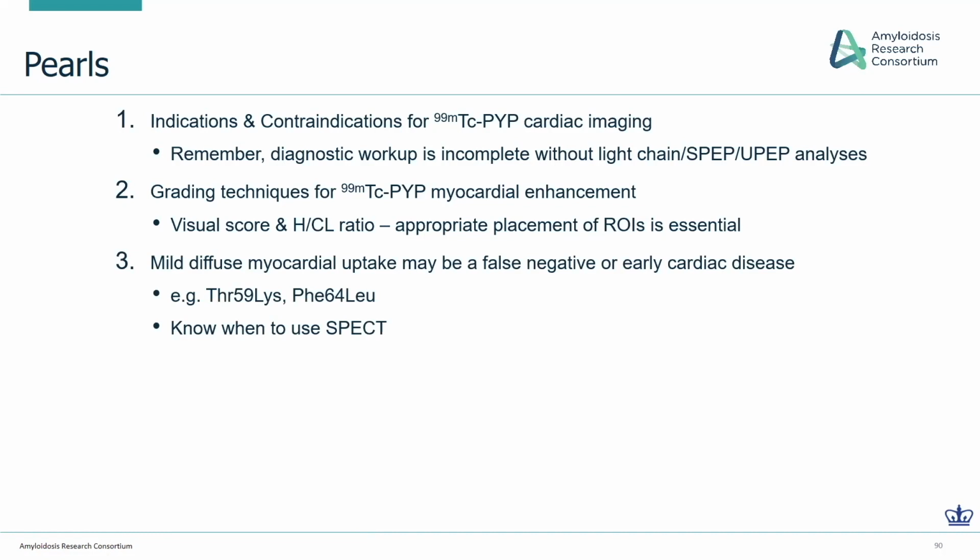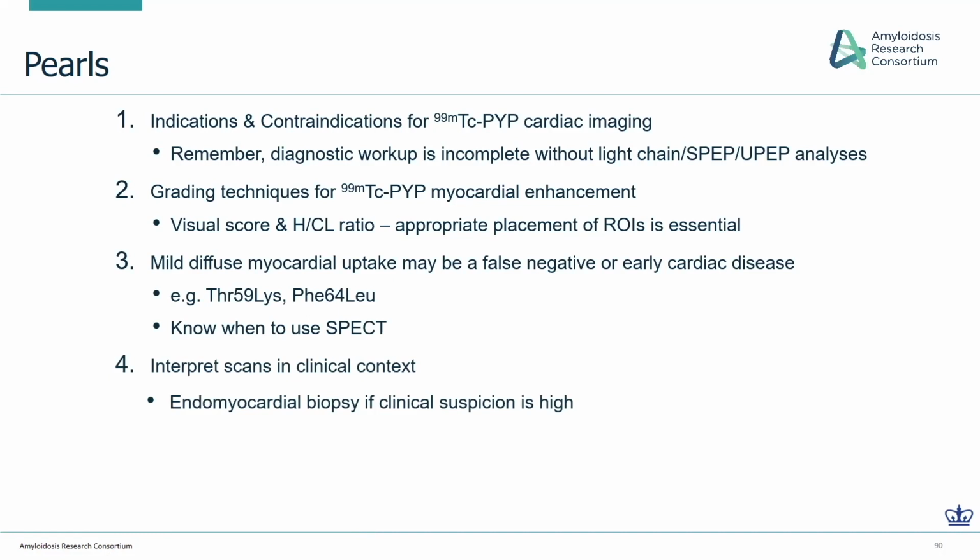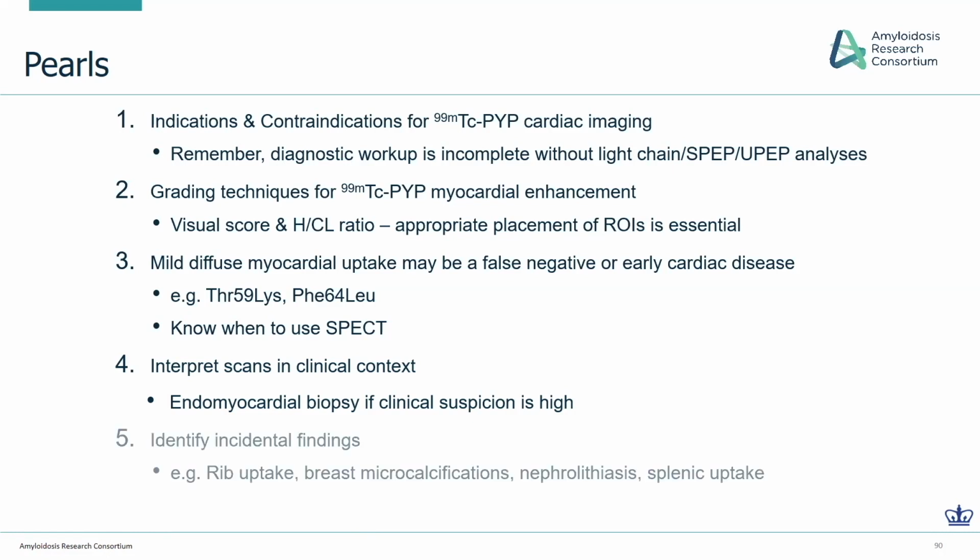Again, mild diffuse uptake could be false negative or early disease, and SPECT imaging can play an essential role in distinguishing especially a blood pool from a myocardial retention and a true positive. Never forget to be a clinician, interpret the scans in the clinical context, and remember, given the severity of this condition and if missed, and the fact that emerging drug therapies are most useful if given earlier, you should have a high clinical index of suspicion, and a myocardial biopsy would not be inappropriate in certain circumstances, despite the results on scans.